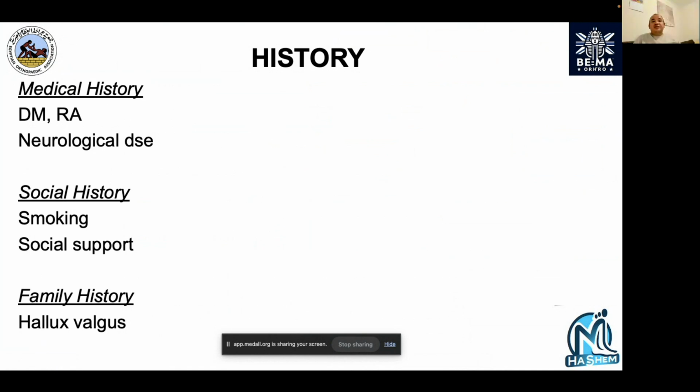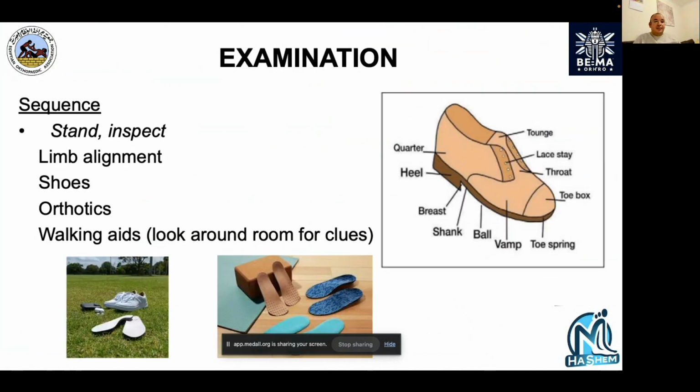You have to see if the patient has social support, because after foot and ankle surgery, they will have protected weight bearing or difficulty with weight bearing, and they definitely need some support after the surgery. You also have to have an idea about the family history, because hallux valgus runs in families, especially in females. So it comes from mom or aunt to the girl.